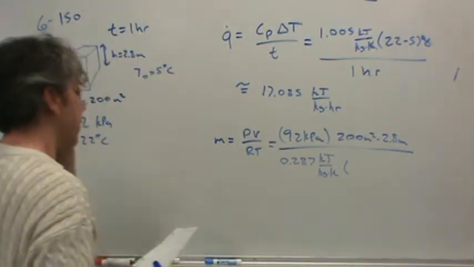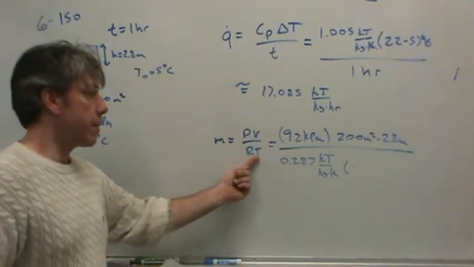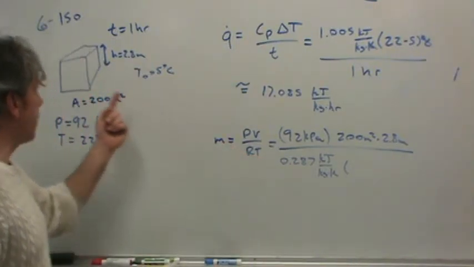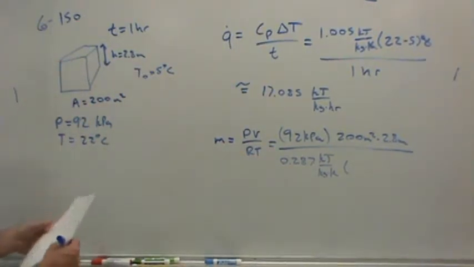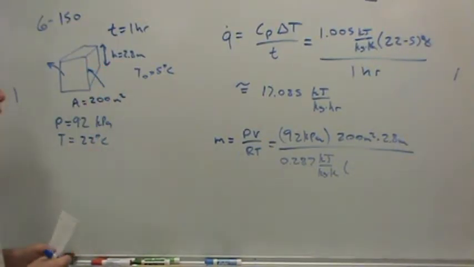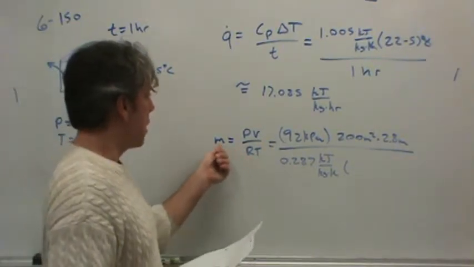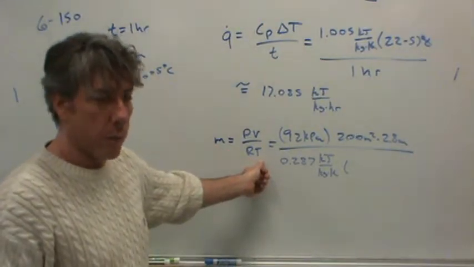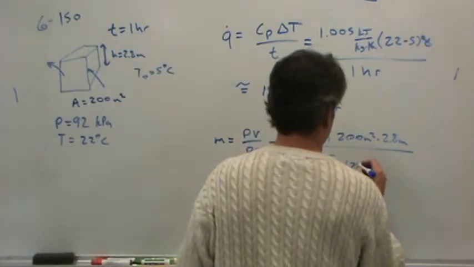Now, we have to be careful here. Are we going to use 5 degrees Celsius or 22? Well, the house is maintained at 22, even as the air is being exhausted out and new air comes in. If the house remains at 22 degrees Celsius, then the mass in the house is based on that 22 degrees Celsius temperature.